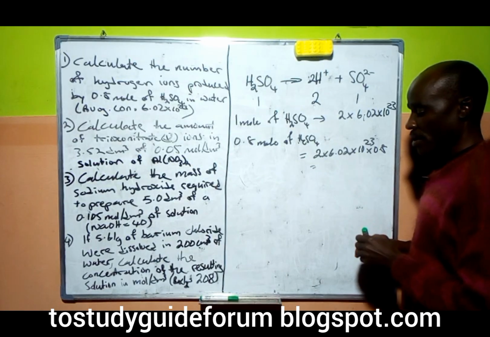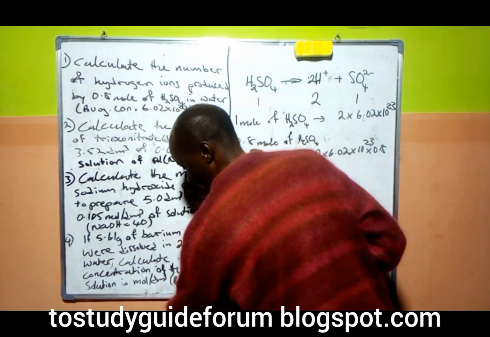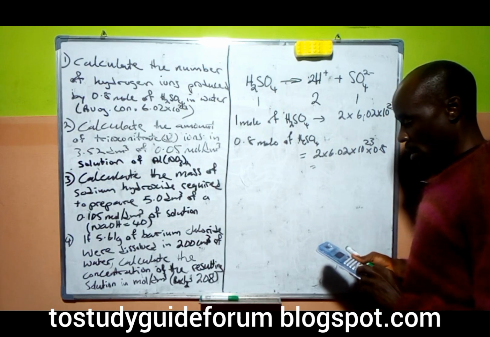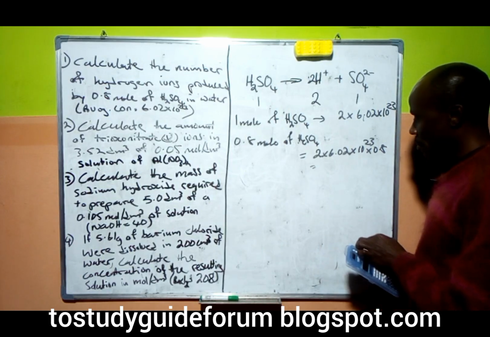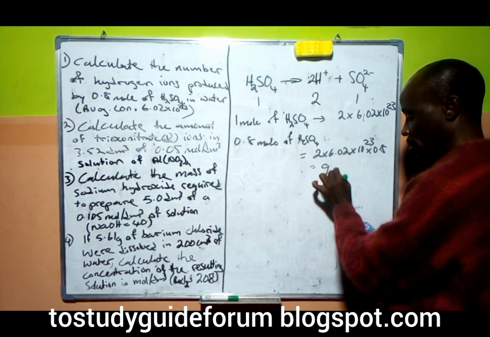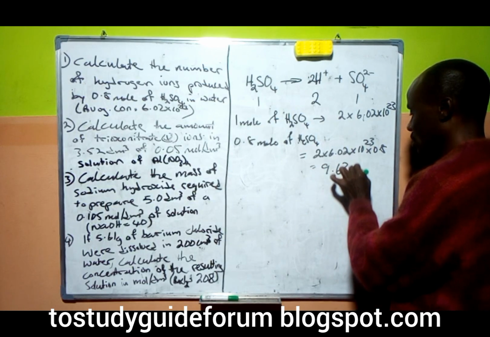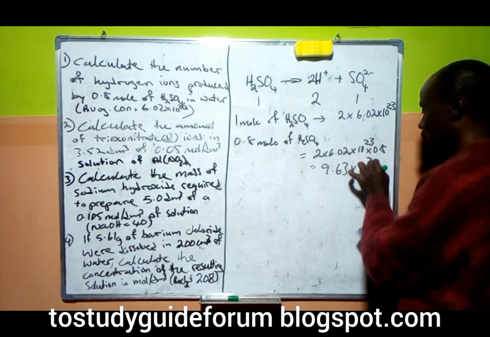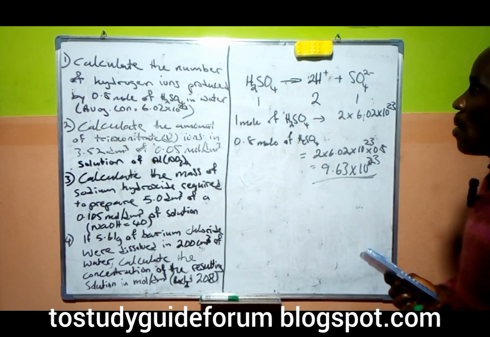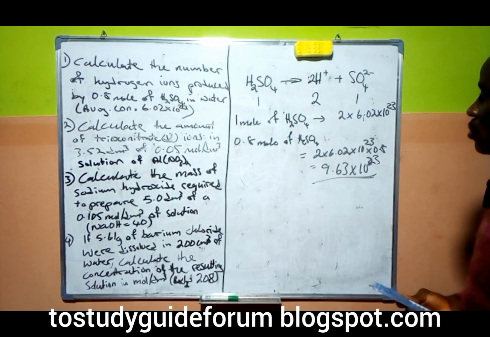So what do we have here? If we multiply through, we are going to have 9.63 times 10 raised to the power 23. That's the number of hydrogen ions that we produce by this.